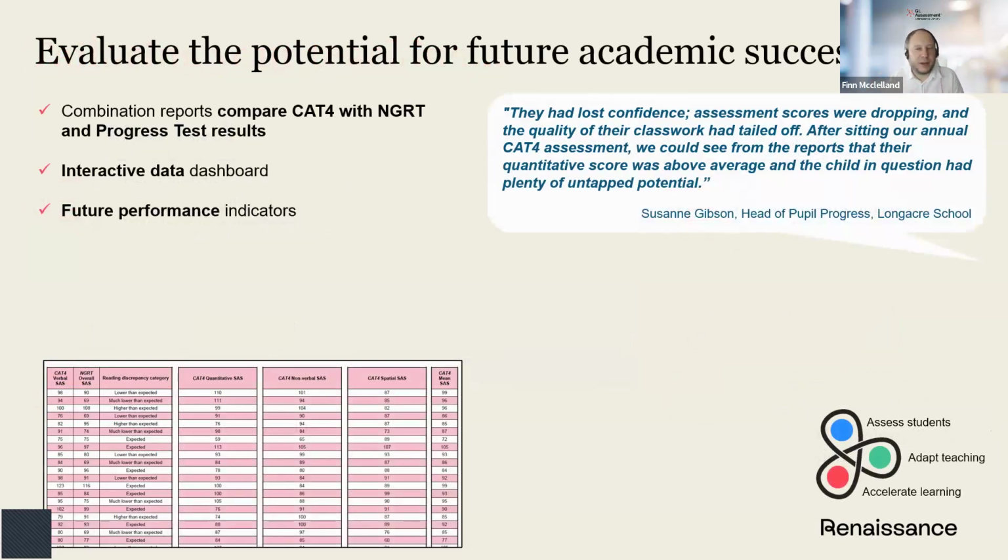And again, you can plan aspirational learning opportunities by making use of the future performance indicators in order to evaluate each learner's potential or future academic outcomes. When used alongside our new group reading test or progress tests in English and maths, our combination reports will compare the natural ability with their attainment scores, helping to discern where there may be a discrepancy between ability and attainment, helping you to identify where students may be coasting or where some may be experiencing barriers.